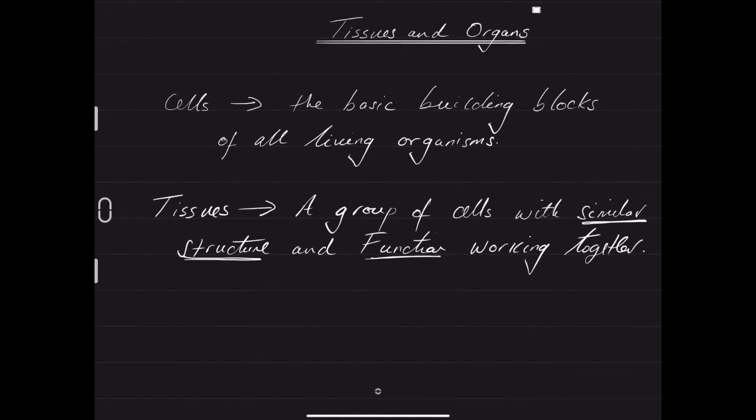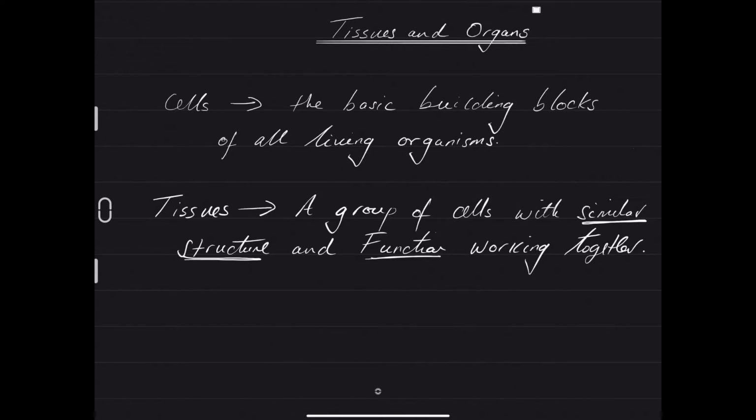Now, when we were looking at the cells topic, we were looking at various types of cells. We have looked at, for example, palisade cells. We have looked at spongy mesophyll cells. We have looked at red blood cells. We have looked at white blood cells. We have looked at the nerve cell. And from your notes, you should be familiar that these are various types of cells and they have differing structures and differing corresponding functions.